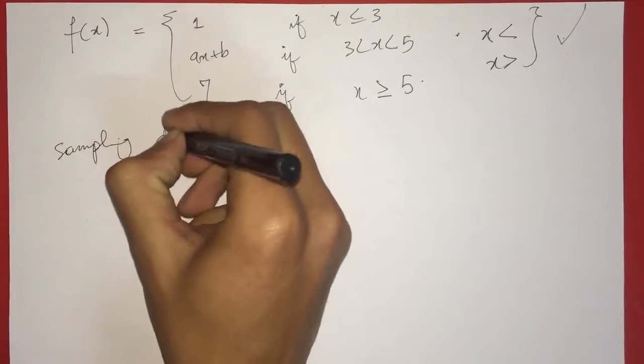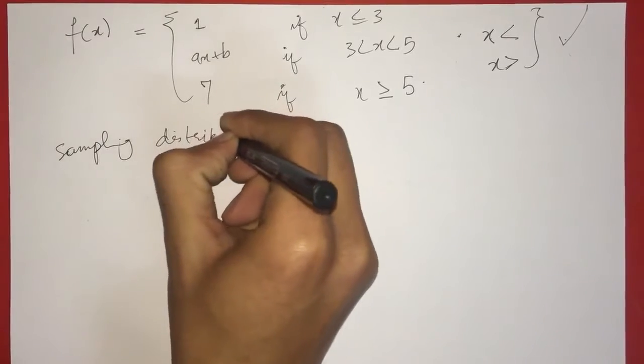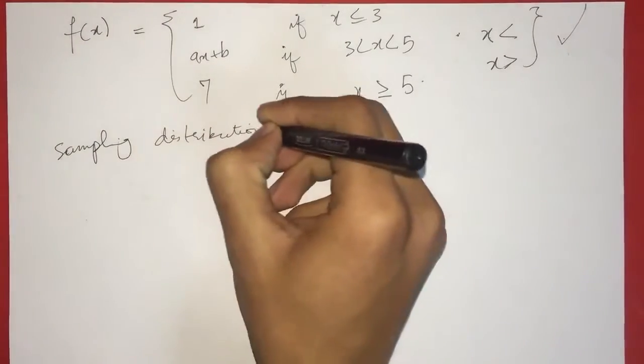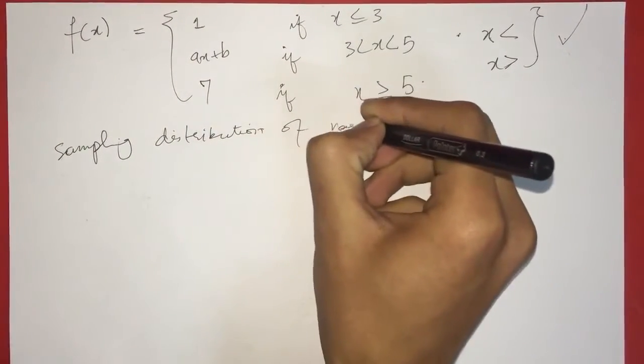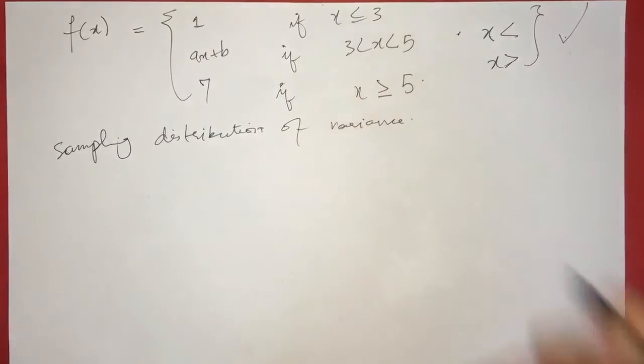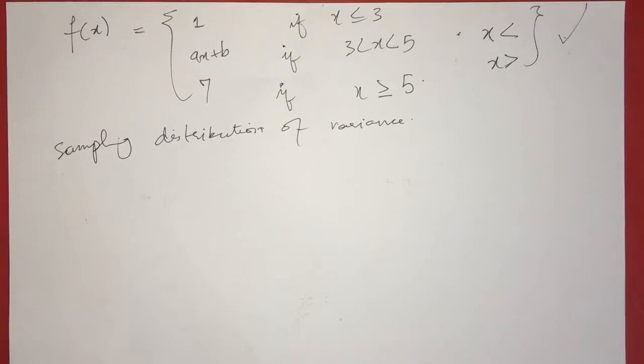Sampling distribution of variance. First, what we did, we did the sampling distribution of mean, and then we found out the variance. So what we are doing right now in the university in the class is inferential statistics, where we make inferences of the population from a given sample.